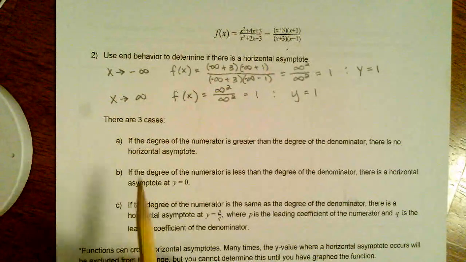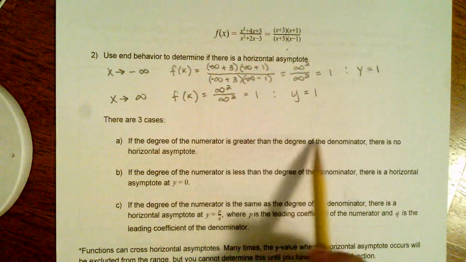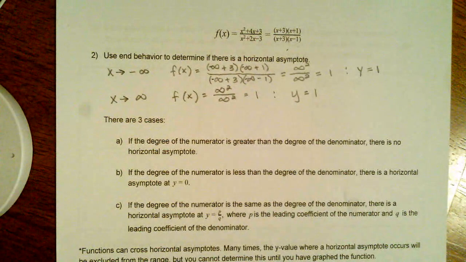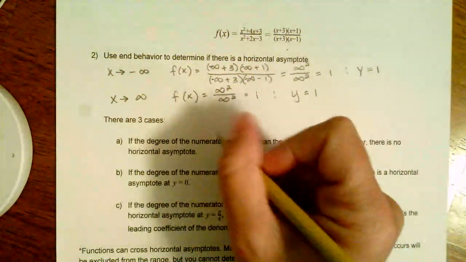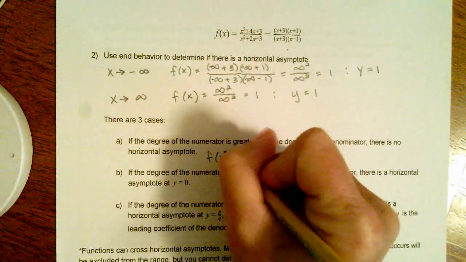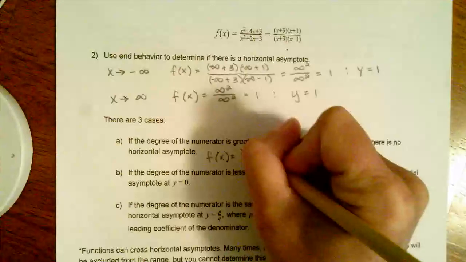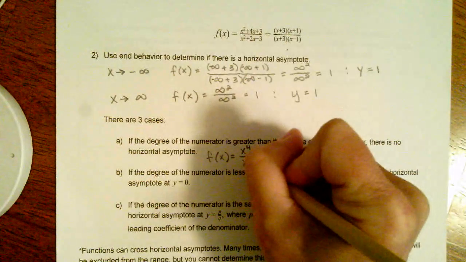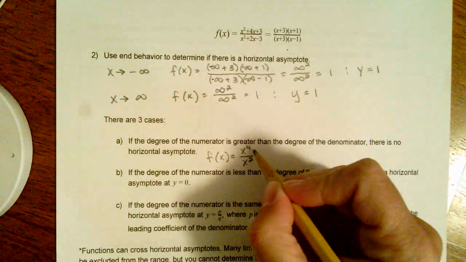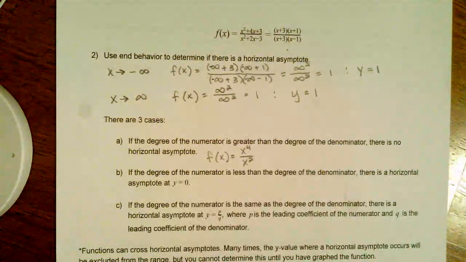So there are 3 cases. If the degree of the numerator is greater than the degree of the denominator, there is no horizontal asymptote. So let's think about an example for that. Let's say we have that our f of x equals x to the 4th over x squared. Okay, so our degree in the numerator, 4, is greater than the degree in the denominator, 2.